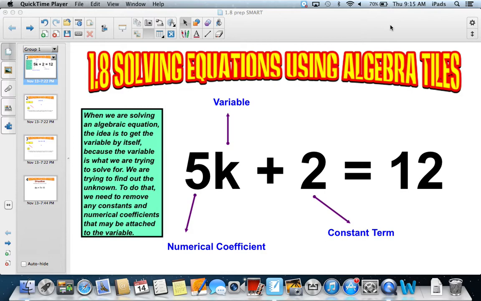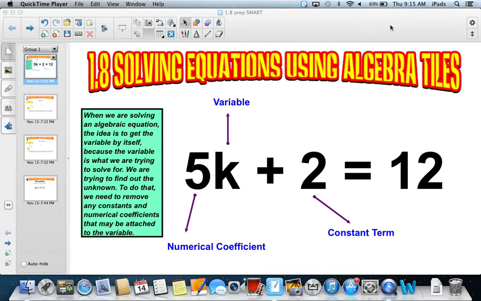using algebra tiles. Now, when we're solving an algebraic equation, the idea is to get the variable by itself, because the variable is what we're trying to solve for. We're trying to find out the unknown. In this case, it's k. You may remember 5k plus 2 was in one of our earlier videos. The difference here is that it now equals something. It is now an equation because 5k plus 2 equals 12.